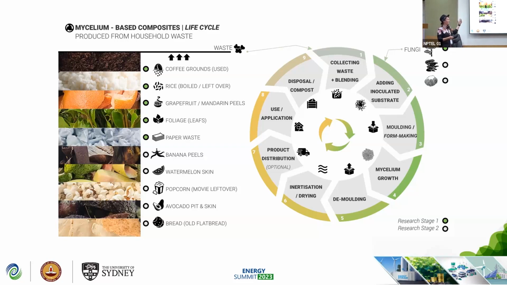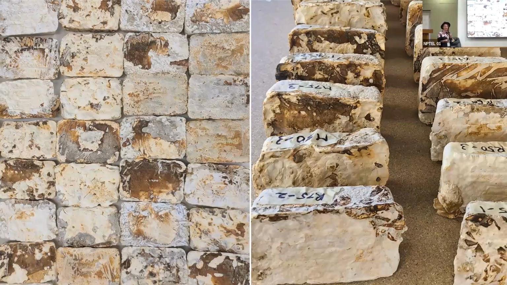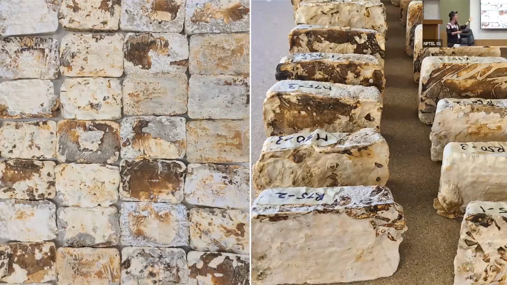I also used popcorn from the movies, avocado peels, and all sorts of stuff that is quite typical in the context of Australia. But we did use, for example, foliage, rice, and some banana peels and fruit peels, so that could be quite relevant in the context of India as well. These are the bricks that we grew, and we actually use takeaway containers as the molds. You just pack them with this waste, inoculate with mushrooms, and here we go.